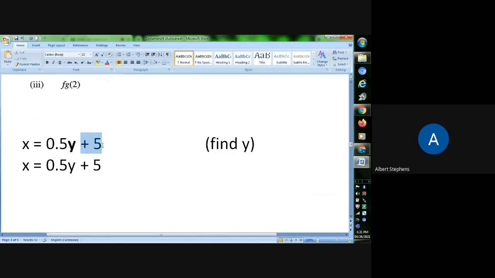So I don't need plus 5. To get rid of plus 5, what do I do? I subtract 5. But because you subtract 5 on the right, you have to do it also on the left, because all equations must be what? Balanced. Then the 5 is gone. All right. So what we're left with now is x minus 5 equals 0.5y.